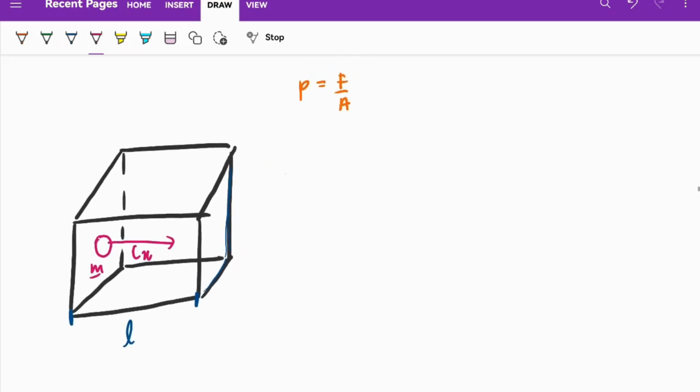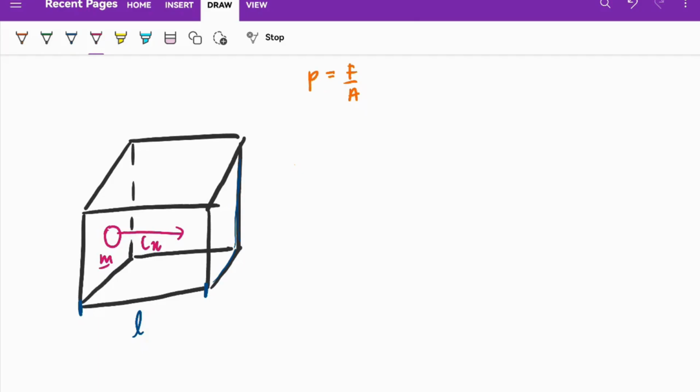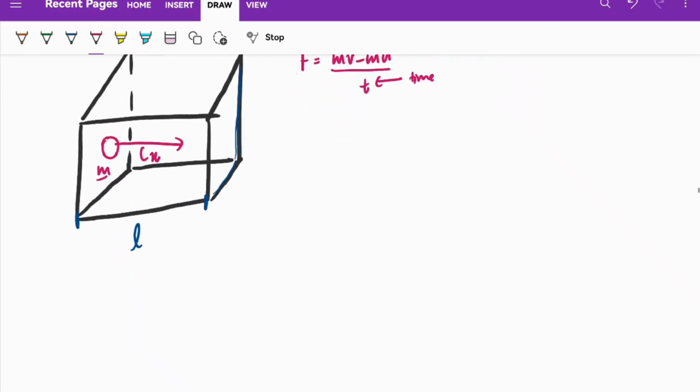Okay, so now consider we have this gas molecule with mass m and x component velocity of cx. So what is force? We know force is mv minus mu over t. This is the change in momentum, and this is the time taken for the collision. Now imagine this gas molecule travels this way and hits this particular face. Once it hits, it's going to reverse direction and move this way. Am I right? So first it moves this way, and after that it reverses direction and moves this way.